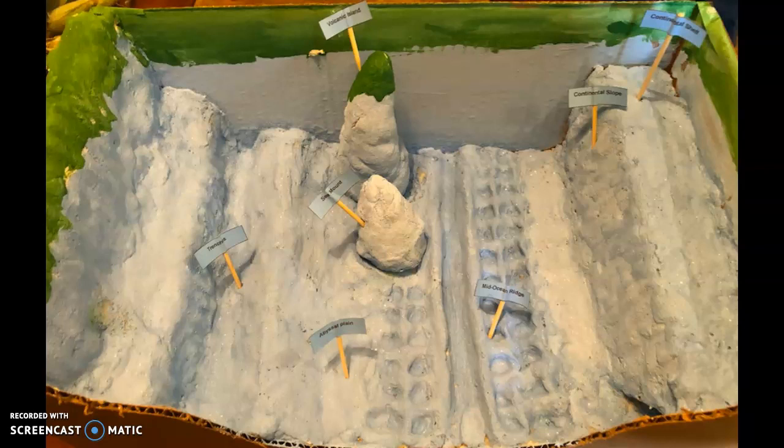I made my diorama out of a shoebox, foil, salt dough, and paint. The features shown in my diorama are the trenches, abyssal plain, seamount, volcanic island, mid-ocean ridge, continental slope, and continental shelf. The three main regions of the ocean floor are the continental margins, the abyssal plains, and the mid-ocean ridges.